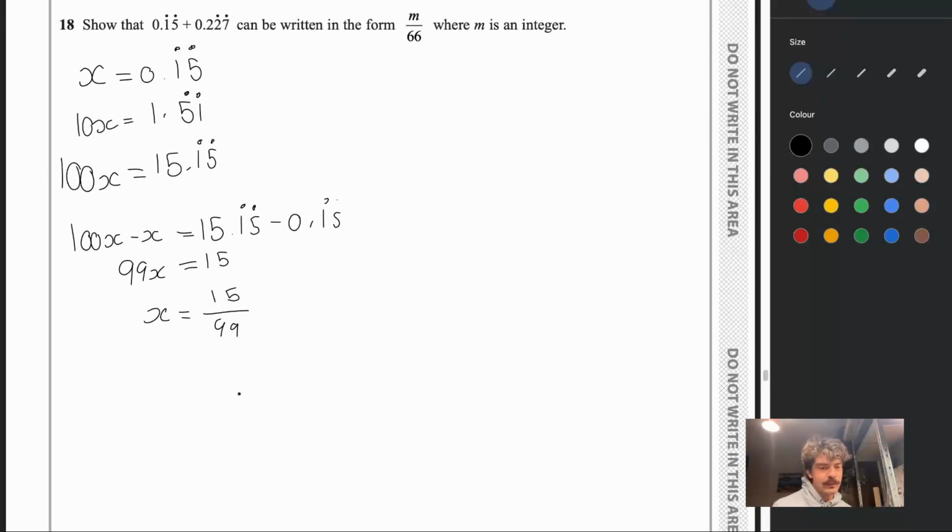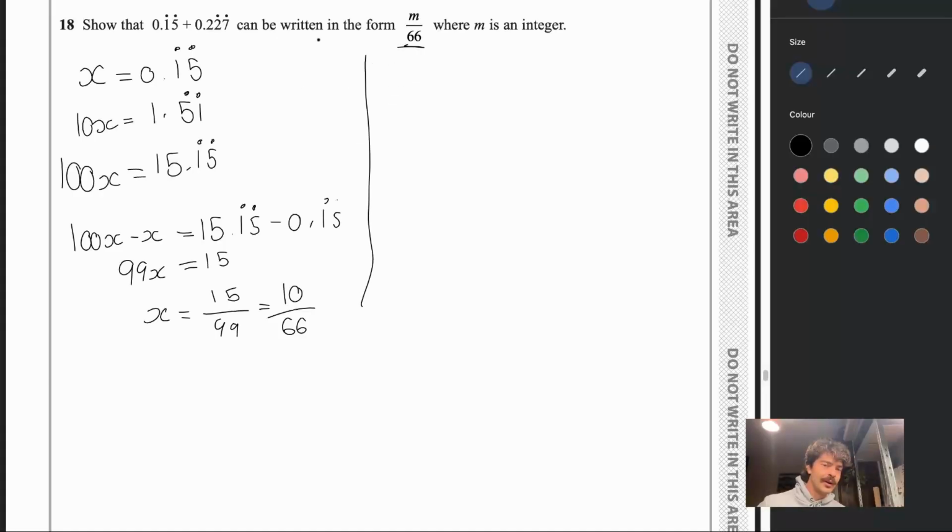We could simplify this now. Our target wants us to get over 66. You'll notice that you can divide top and bottom by 3, and then multiply by 2, leaving you with an equivalent fraction of 10 over 66, multiplying top and bottom both by 2/3. Potentially a little bit hard to spot there.